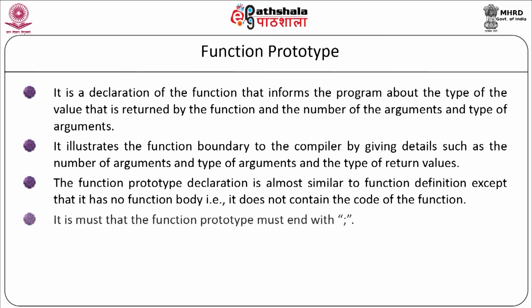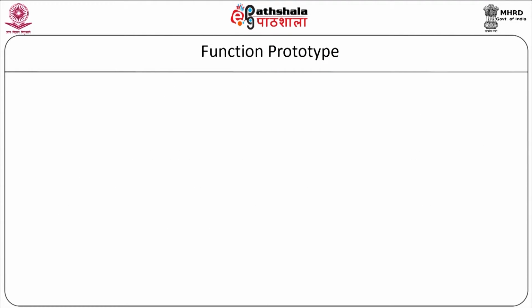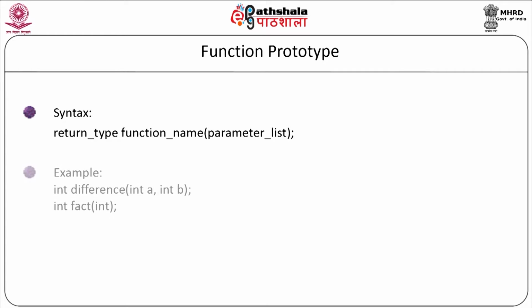It is a must that the function prototype must end with a semicolon. Now let us see the syntax of the function prototype in C++. The syntax is the return type, function name, in brackets the parameter list, semicolon. The example of a function prototype is int difference(int a, int b); Here int is the return type, difference is the name of the function, and int a and int b is the parameter list for the function.